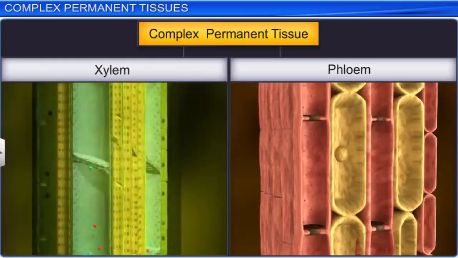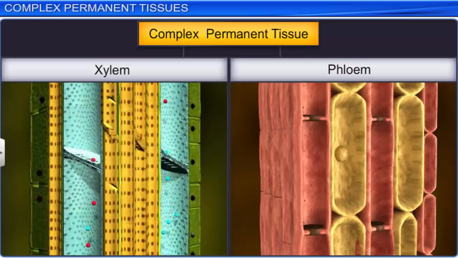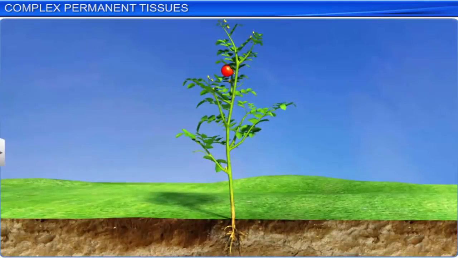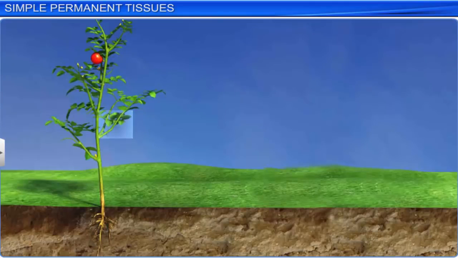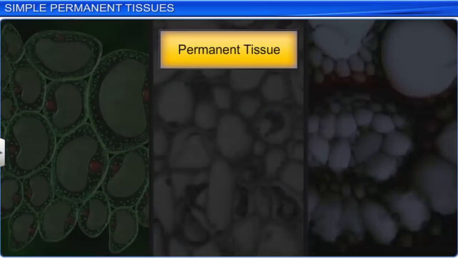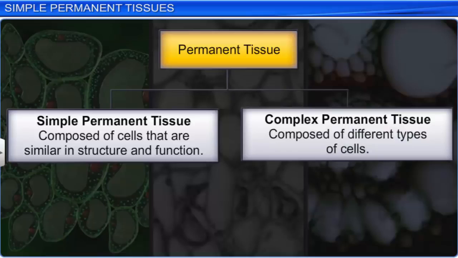Complex permanent tissues are engaged in the transportation of water, minerals, nutrients, and organic substances. Therefore, they are extremely essential for the survival of plants. Permanent plant tissue is a group of cells which are complete in growth and usually incapable of meristematic activity. Permanent tissue is of two types: simple permanent tissues, where all cells are similar in structure and function, and complex permanent tissues, which are composed of different types of cells.